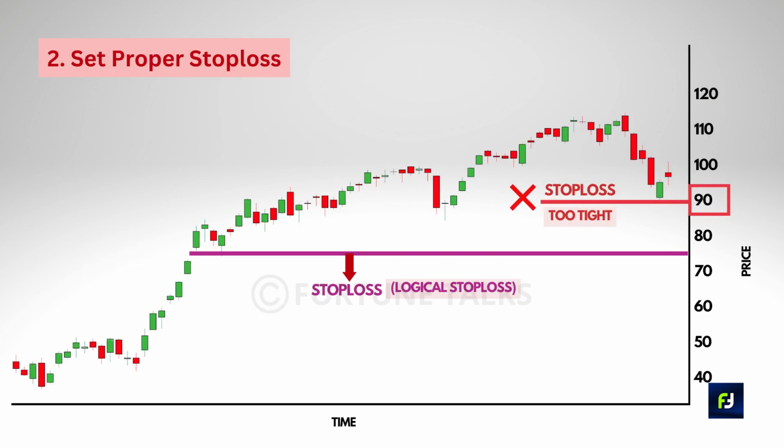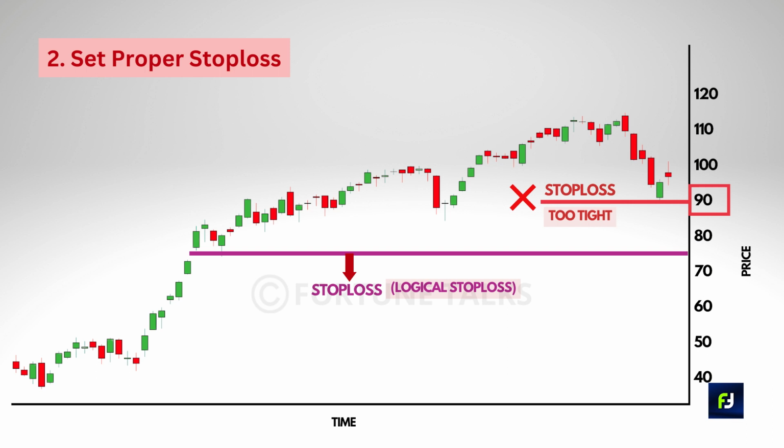The second point to keep in mind is to set up proper stop loss. We have already discussed the stop loss part, but just to revise, if your stop loss is too tight, then your trade does not have enough breathing space to accommodate the market swings and volatility, and you will probably get stopped out by all the noise in the market, even though your analysis is correct.